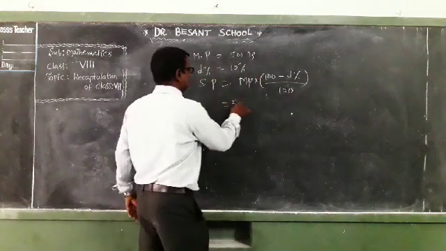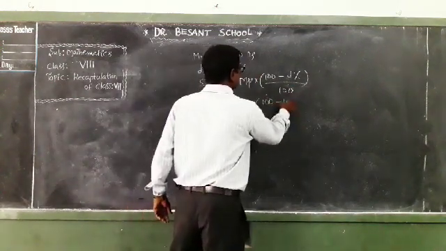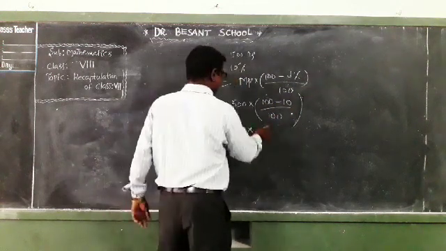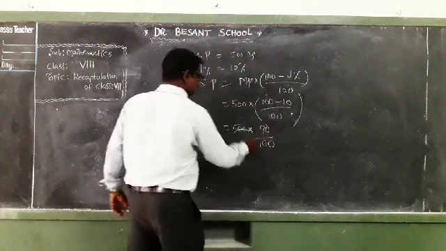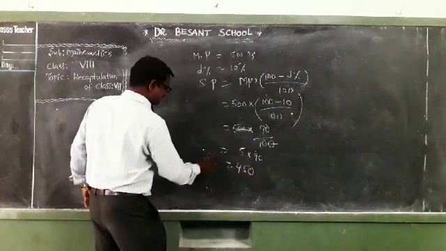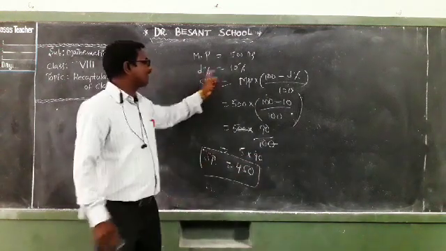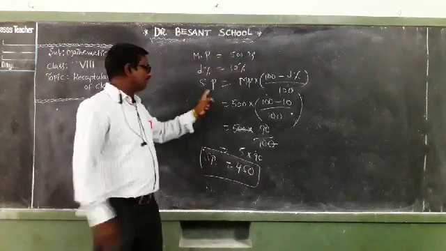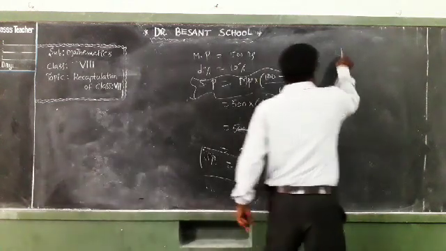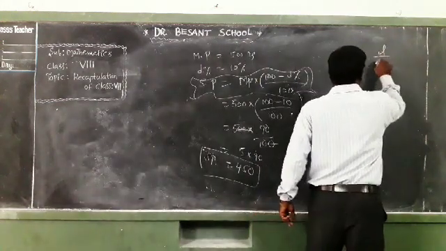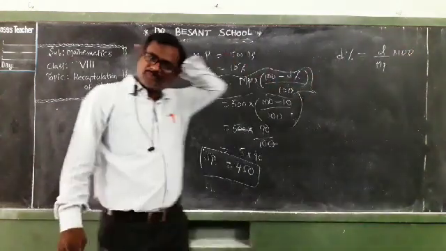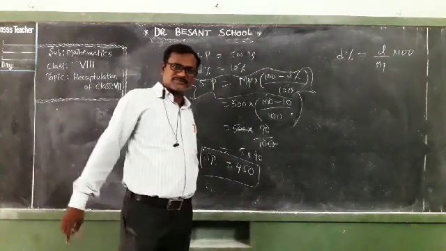Here MP is 500 rupees, and 100 minus discount percentage 10, by 100. This is 500 into 100 minus 10, that is 90, by 100. Cancelling two zeros, 5 into 90 becomes 450 rupees. That is the selling price of the article after allowing a 10% discount. And there is a formula for discount percentage: discount percentage is equal to discount by market price into 100. We learned these concepts also.